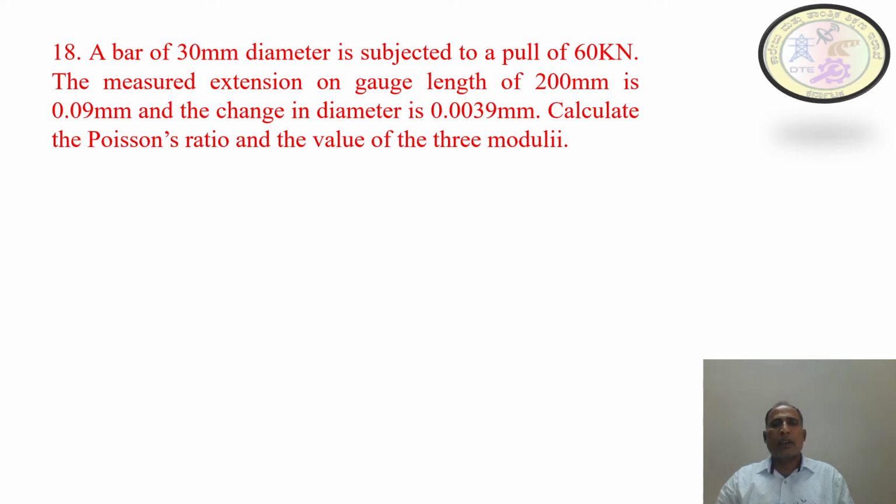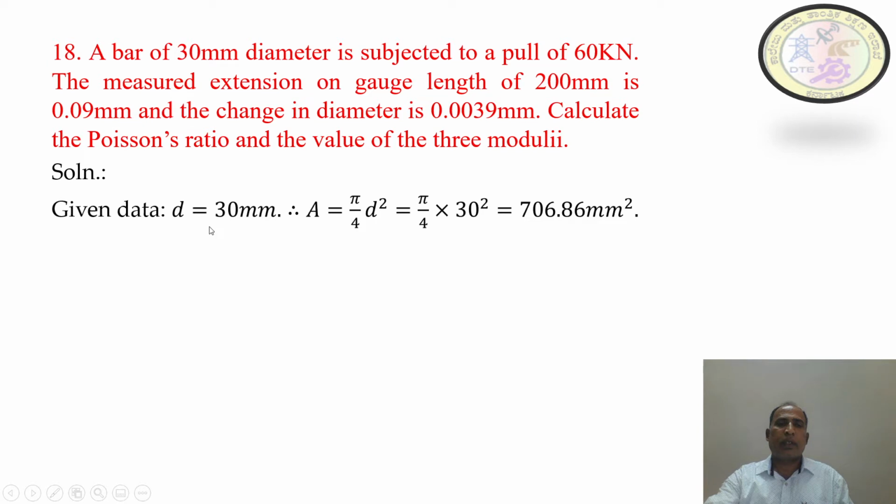Here in this problem he has mentioned the word gauge length, which means original length, and measured extension is nothing but delta L. So read the problem carefully and write down the given data clearly. In the given data, the diameter is 30 mm. Once the diameter is given, we can calculate the cross-sectional area. A is equal to pi by 4 into d square, that is pi by 4 into 30 square, that is equal to 706.86 mm square.